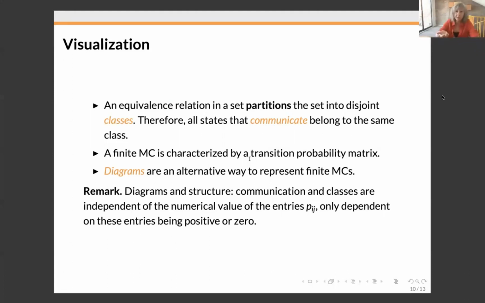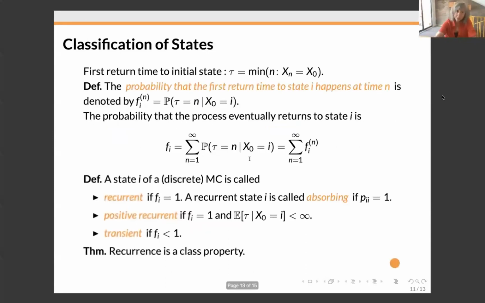Now, in the example that we did, in order to determine whether 2 states communicated, we basically just needed to see whether there were arrows building the paths from one to the other. And it doesn't really depend on the actual value on that link. The diagrams are telling us what is the basic structure. Communication and classes are independent of the numerical value of these entries. They're only dependent on whether they are positive or 0. And this is going to be very important when we look at Markov chains in general.